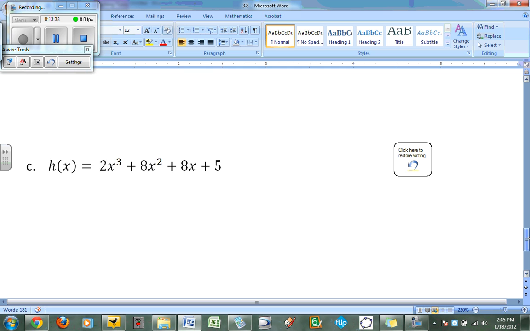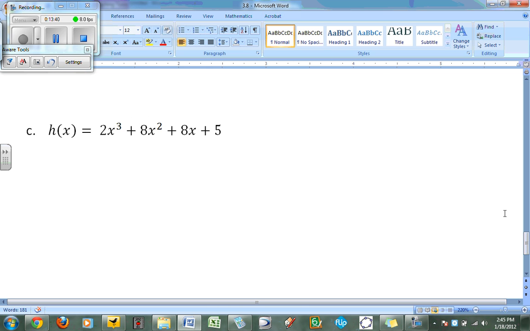And one last case, find out where this guy is increasing and decreasing. Let's try to do it where we can. Let me pause. I'm going to pull up the graph for you in a second. I'll show you that way.